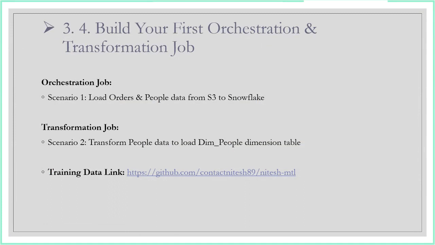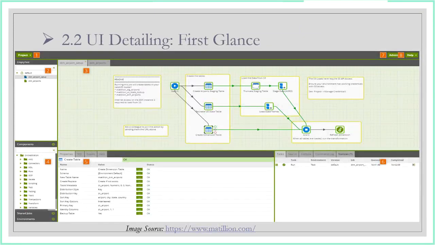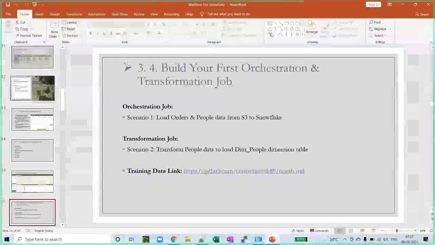So today, first we'll go through loading the people file within the same job. And once that is done, then we'll create the transformation job. And after that, I will walk you through a few of the remaining parts of the UI details. So let's get started.